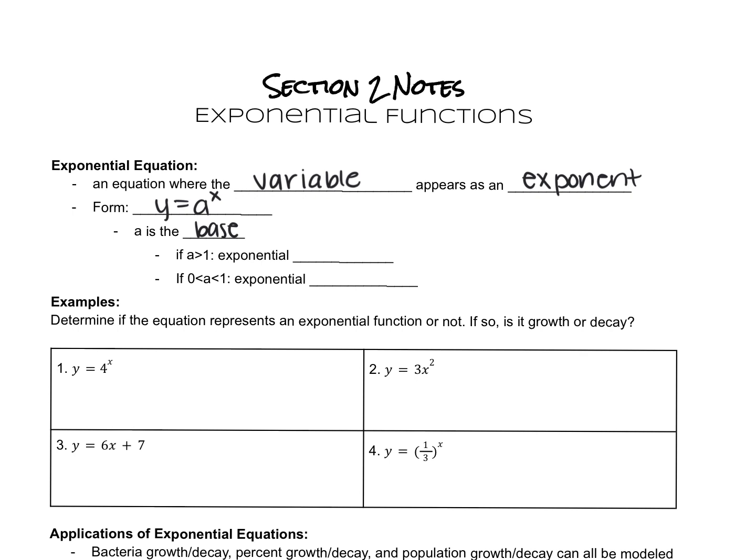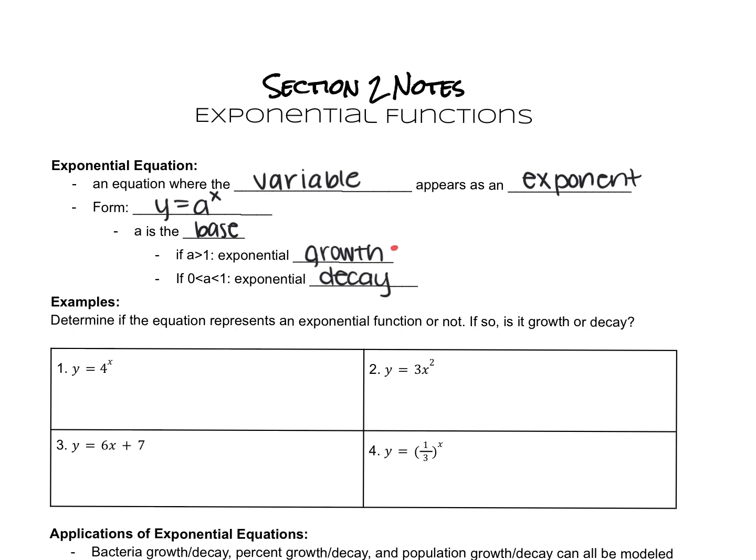If your base, which is a, is greater than 1, then we are looking at exponential growth. If a is between 0 and 1, we are looking at exponential decay. A couple things about a: it cannot be negative. There can be a negative in front of it, but the actual number that's raised to an exponent has to be positive.